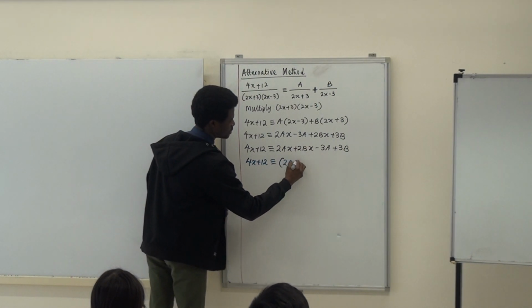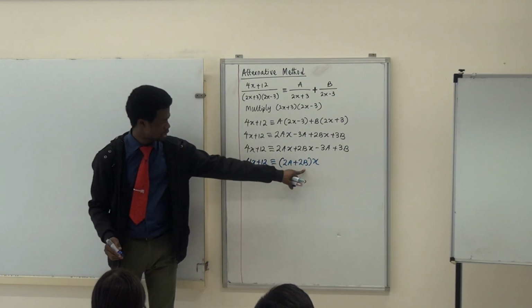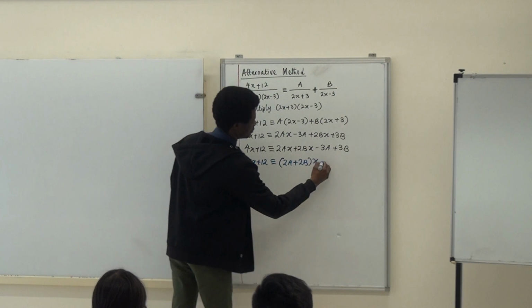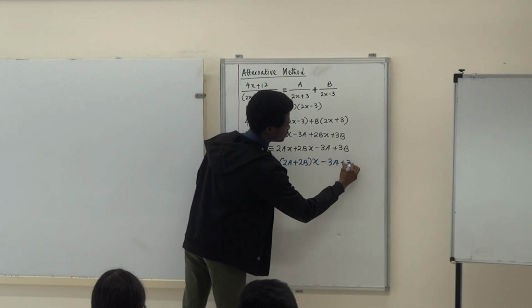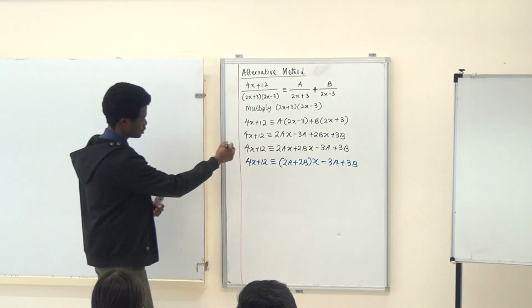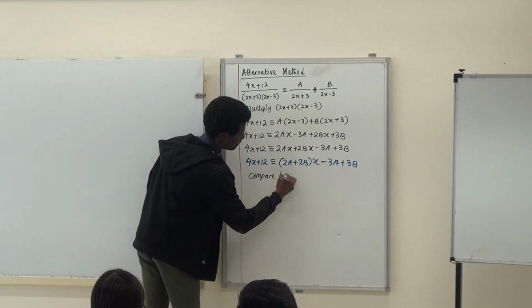I factorize x. Can you see that? So I can see this as the coefficients. Or you could just pick it directly. Anyway, minus 3a plus 3b. So that step is not necessary. Okay? So you can jump from here and compare both sides.